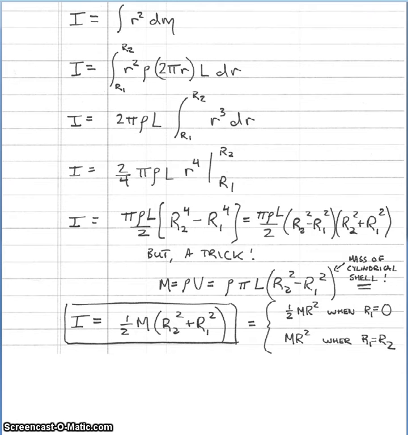Now, interestingly, L doesn't factor into this at all. The length of the cylindrical shell does not matter. The only thing that matters are the distances that are measured sideways from the axis of symmetry.